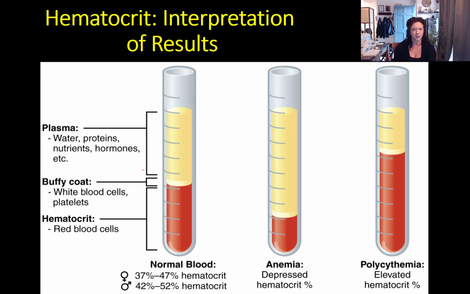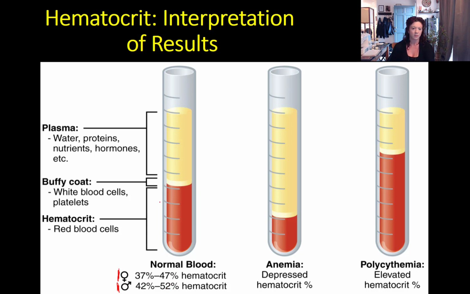All right, so how do you interpret these results? What does that number actually mean? Well, first you're given baselines. For males, the normal hematocrit levels are 37 to 47%. That means 37 to 47% of their blood should be made up of RBCs. For females, it's a different number. It's higher. Females should have more red blood cells, between 42 and 52%.